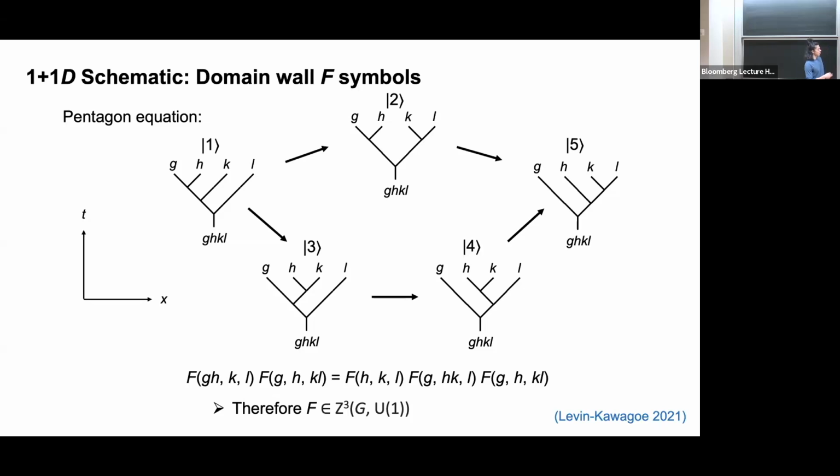The way we derive the pentagon equation is by comparing the phase difference between state 1 and state 5 in 2 different ways. On one hand, we can compare the difference between 1 and 2, and then 2 to 5. On the other hand, we can compare the phase difference between 1 and 3, then 3 to 4, and then 4 to 5. These 2 phase differences are the same, and therefore we obtain the pentagon equation, which is simply the 3-cocycle condition on F. And so we find that F is a 3-cocycle.